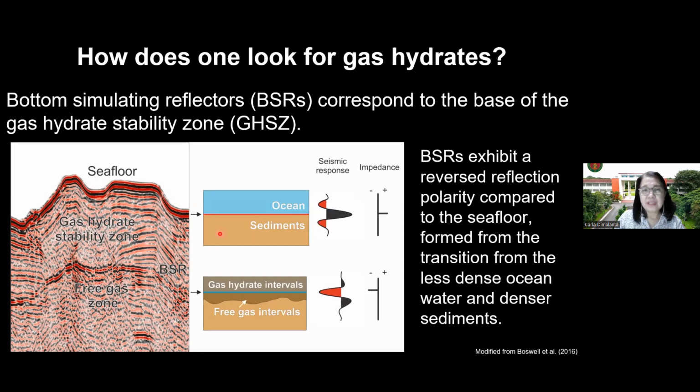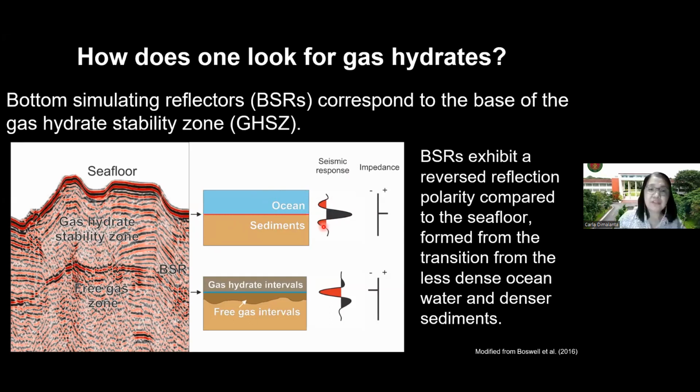We earlier said that we need to look at physical property contrasts. Okay? So if a seismic wave travels from an ocean to the sediments, from a less dense material to a denser material, it's going to produce a reflected wave, and that reflected wave is going to produce a positive response. Kasi mas dense yung nasa ilalim, less dense yung nasa ibabaw. So therefore, it is going to produce a positive impedance.